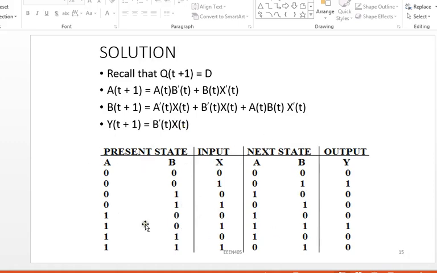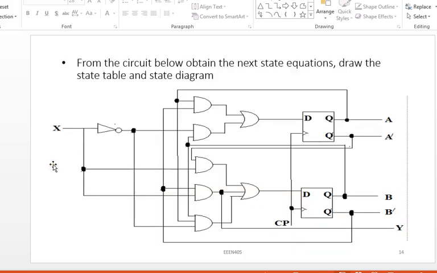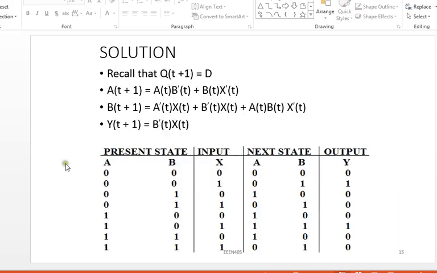The first two columns should represent my present states, and we have only two flip-flops, A and B, so I have A and B. But at the same time, we have an external input x from the diagram here. So the three variables on my present state side should be A, B, and x as my inputs. Then the next state should be for A and B, and then my output y.